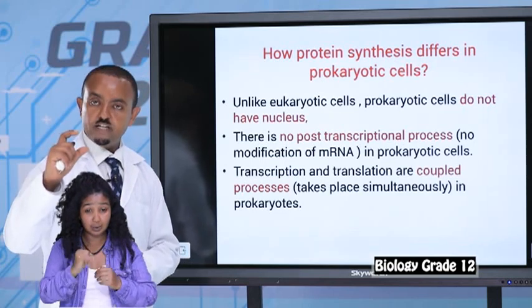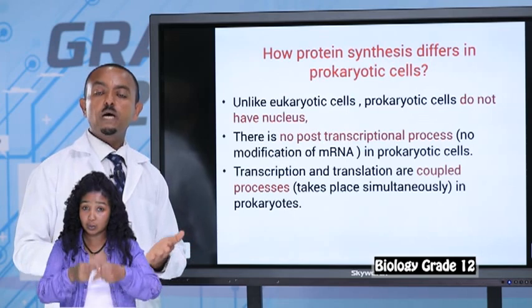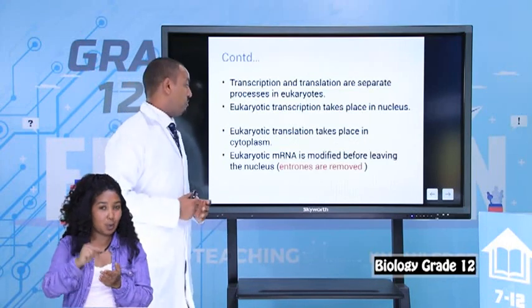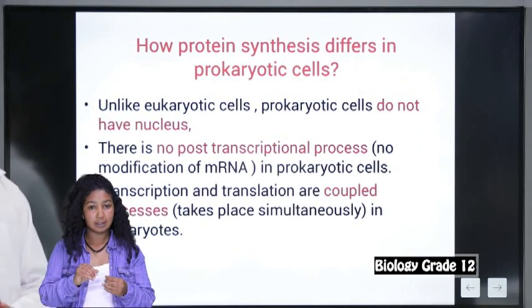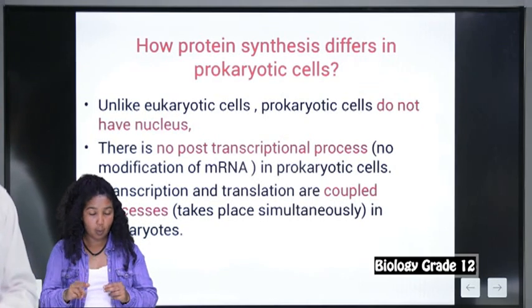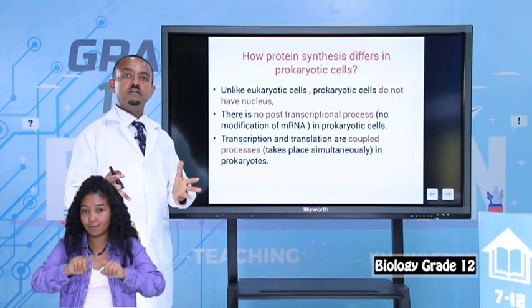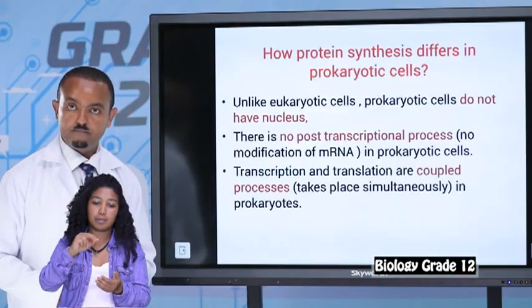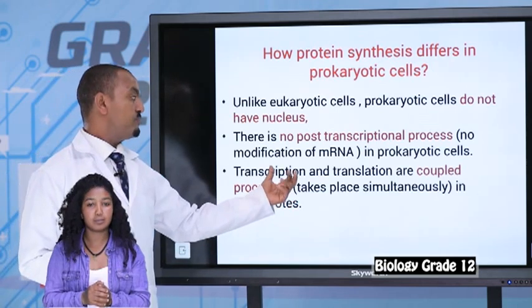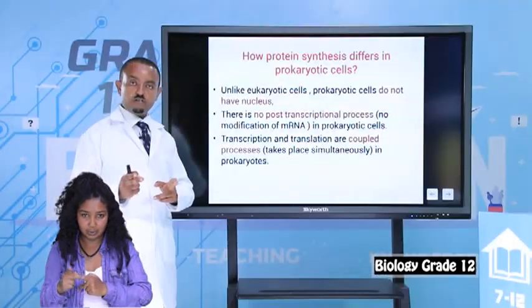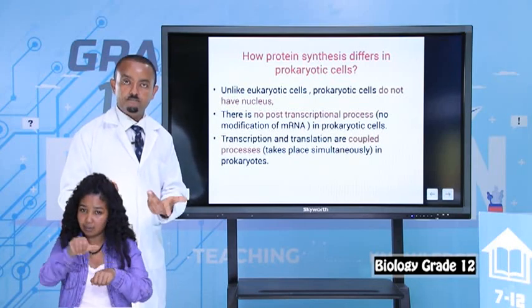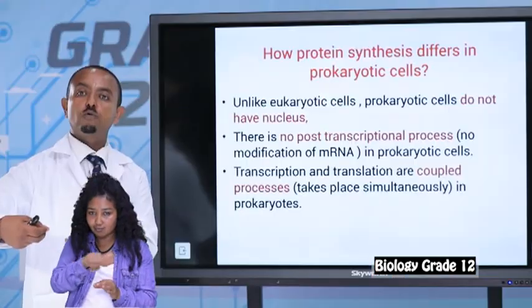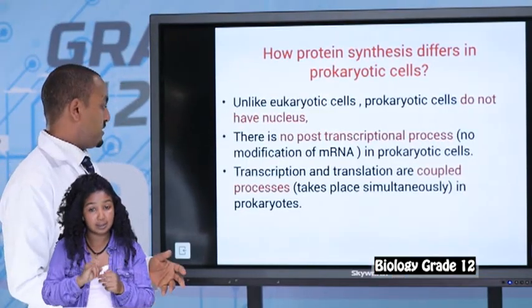This modification process only takes place in eukaryotic cells. This is called the post-transcriptional process. But post-transcriptional process in prokaryotes does not occur. Transcription and translation processes are coupled in prokaryotic cells because there is no different site for DNA and ribosomes. They both are found in the cytosol of prokaryotic cells. That means when the processes are coupled, both transcription and translation take place simultaneously. During the transcription process, translation also follows because the site is the same.